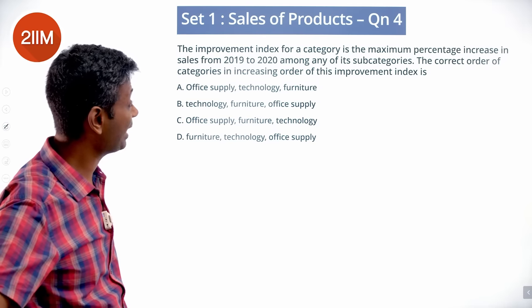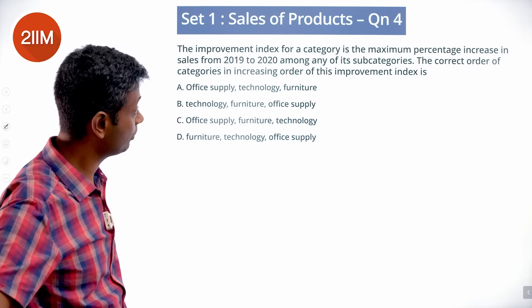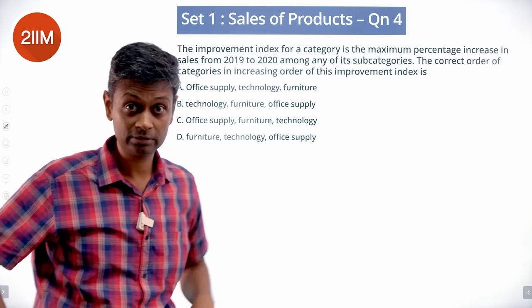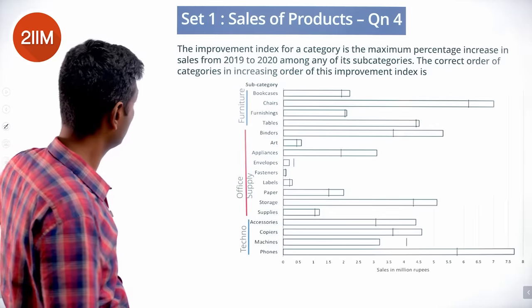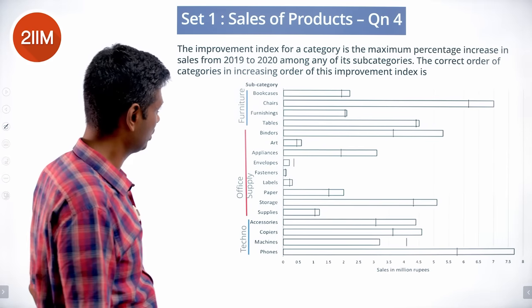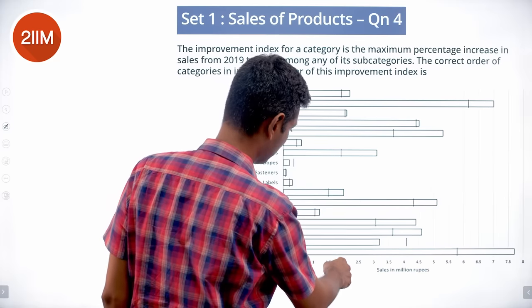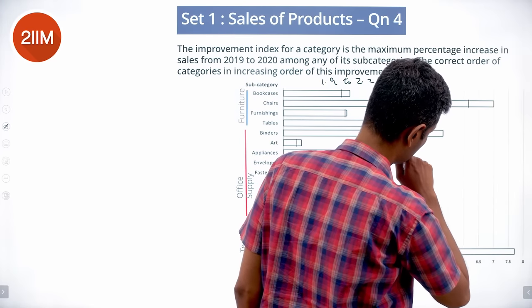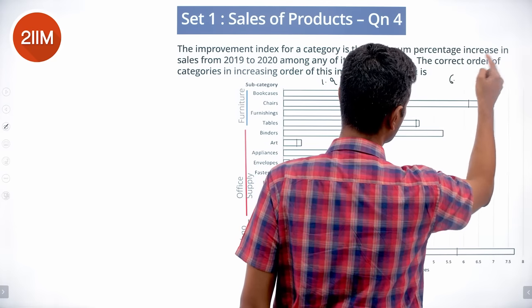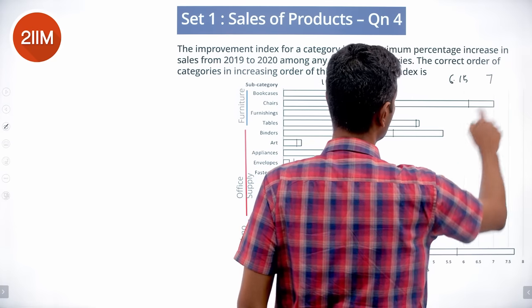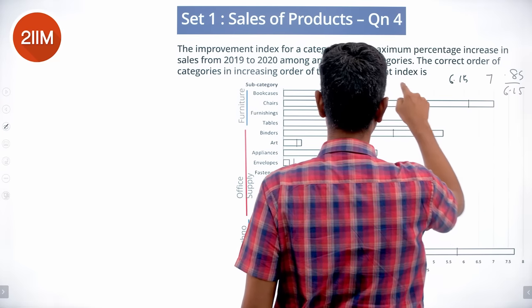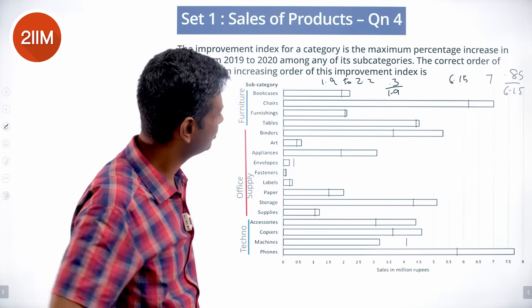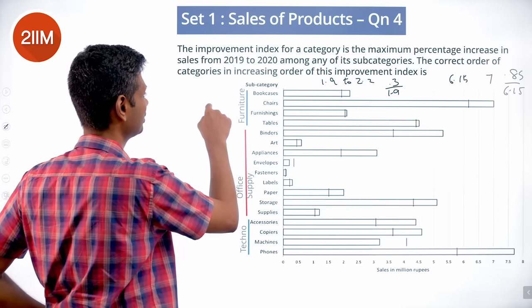The improvement index for a category is the maximum percentage increase in sales from 2019 to 2020 among any of its subcategories. The correct order of categories in increasing order of this improvement index. Maximum percentage increase from among its four categories. Let's do this. So maximum percentage increase for, say, furniture is going to be either this number, this 1.9 to 2.2, or this number, 6.15 to 7. So 0.85 by 6.15 or 0.3 by 1.9. 3 by 19 or 0.85 by 6.15, both in the ballpark of maybe 15%. So furniture around 15%.